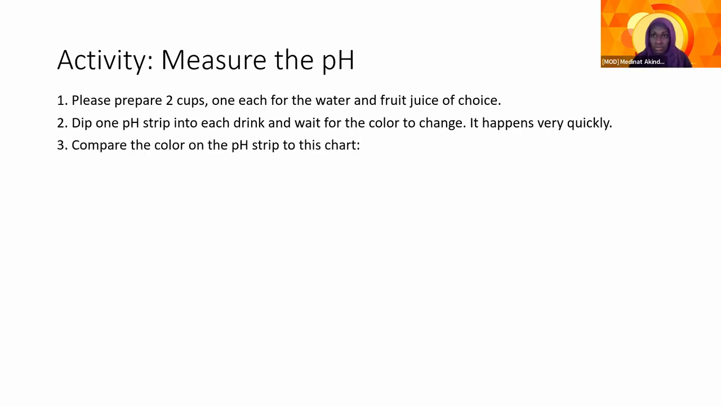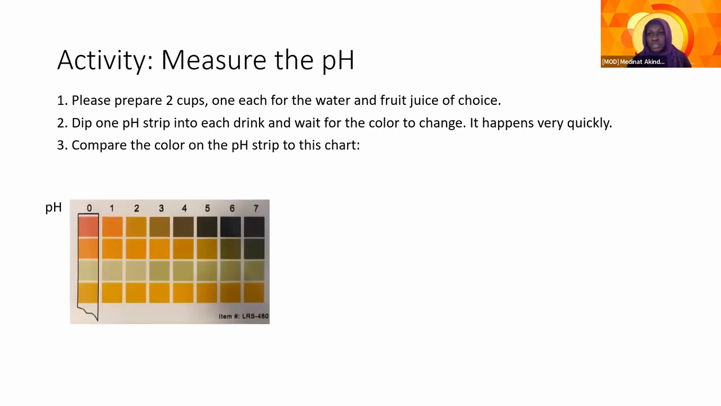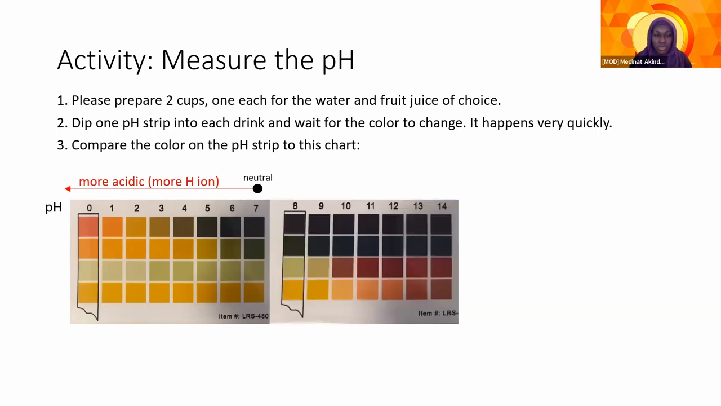So while you're getting that done, I can show the pH chart, just explaining how it works. So the pH can range from 0 to 14. Here I'm just showing 0 to 7. A pH of 7 is typical of pure water. It's neutral. And a pH of less than 7 means that the solution is more acidic, so we have more hydrogen ions. And a pH greater than 8 means the solution is more basic, and then we have less hydrogen ions.